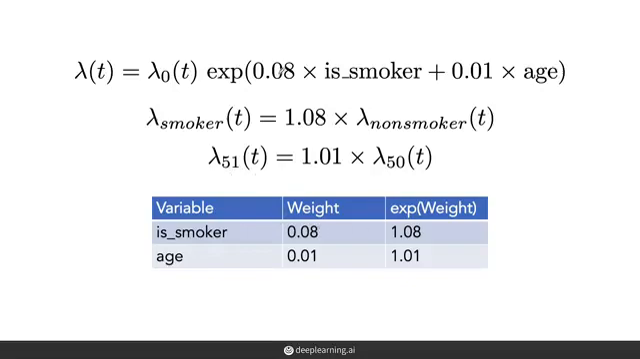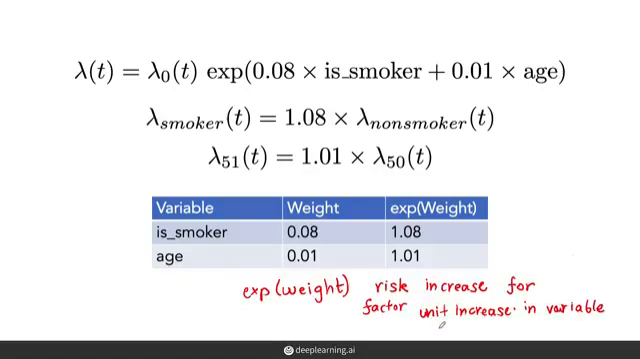And so what we can tell from our calculations over here is that the exponent of the weight is actually the risk factor increase for a unit increase in the variable. And what this meant for smoker was going from 0 to 1. That was a unit increase in that variable.